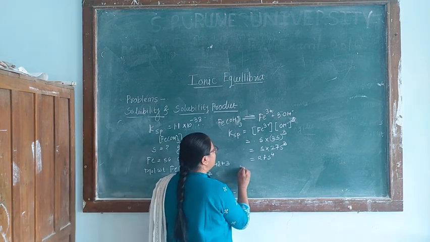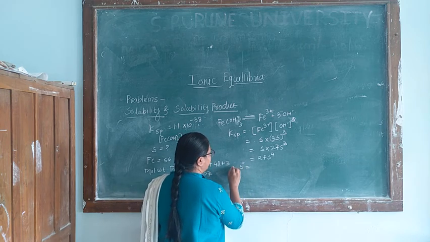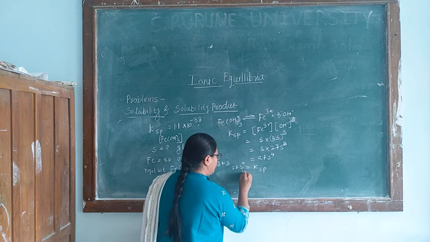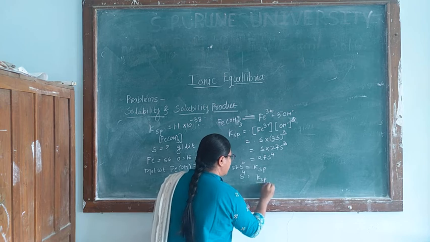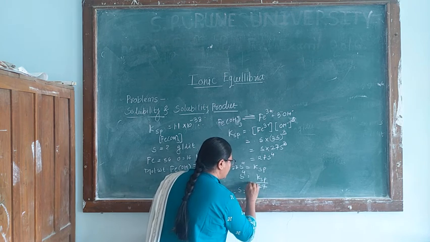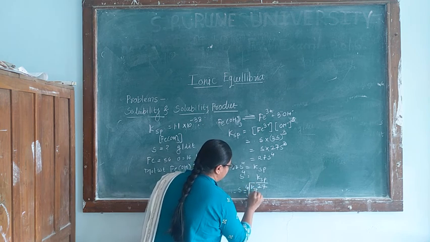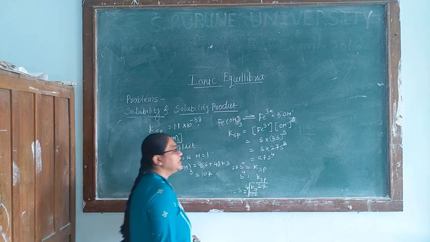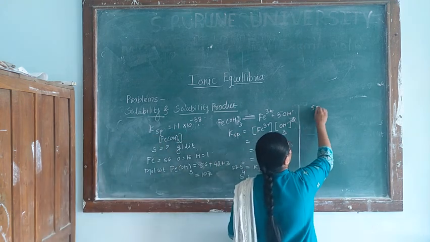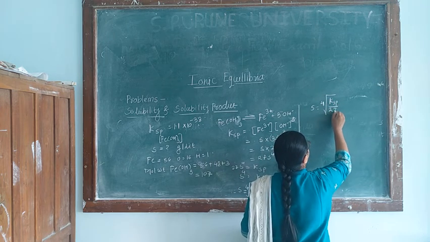To calculate the solubility in moles per liter, what will be the relation? Let's calculate for S. So KSP divided by 27 will be equal to S to the 4th, so S is the 4th root of KSP divided by 27. This is the relation to calculate the solubility in moles per liter. Let's substitute it here: the 4th root of solubility product divided by 27.